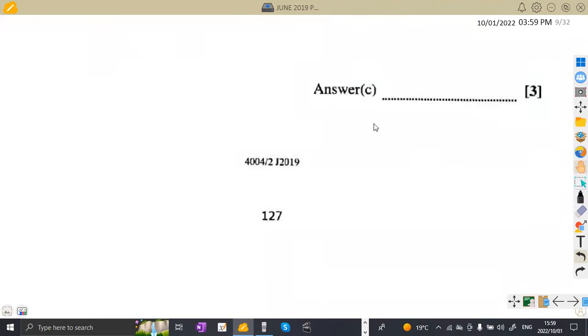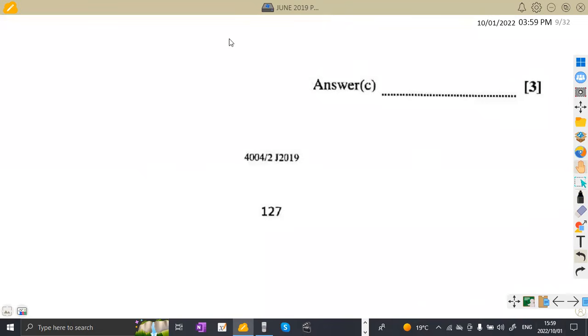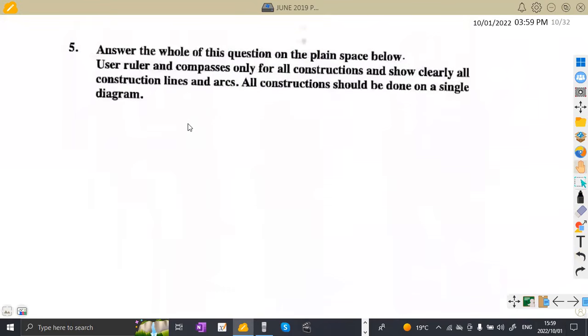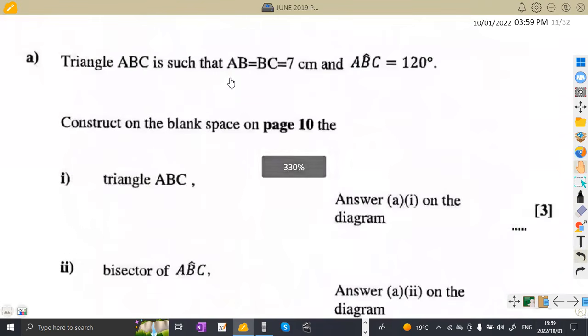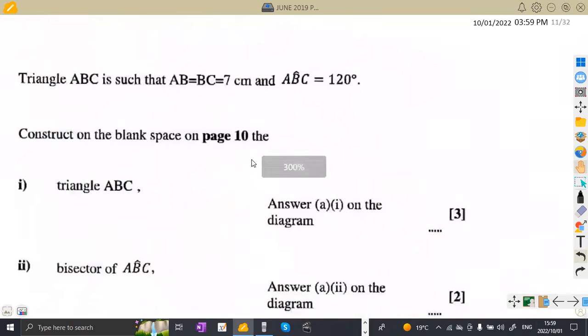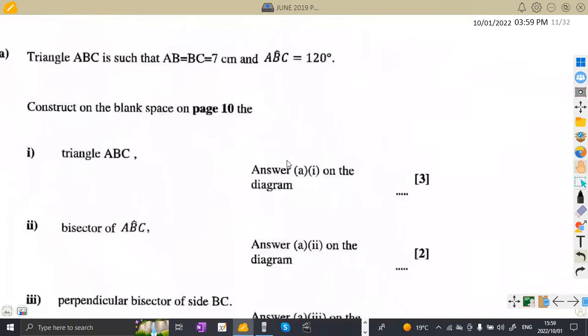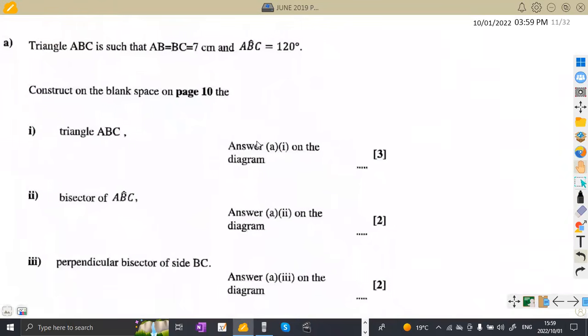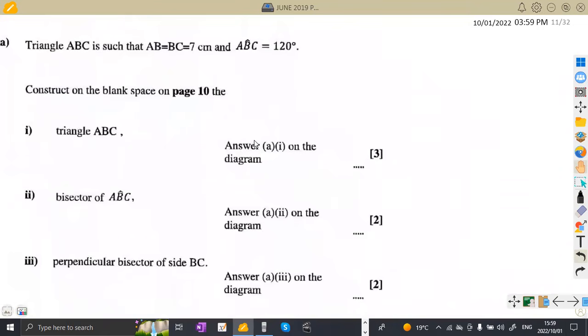So it depends with the questions, guys, that you'll be given, but try by all means to understand the situation that you'll be given. Okay, number 5, answer the whole of this question on the plain space given below. Use ruler and compasses, all these constructions that you are going to do. All right, so here we're given that triangle ABC is such that AB is equal to BC is equal to 7 and angle ABC is equal to 120 degrees. So all we need here is to have a sketch. That was the important part, to make a sketch of the information.